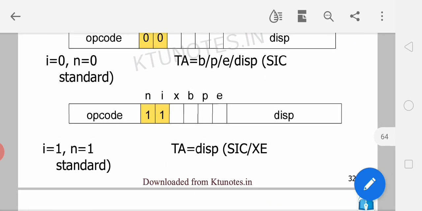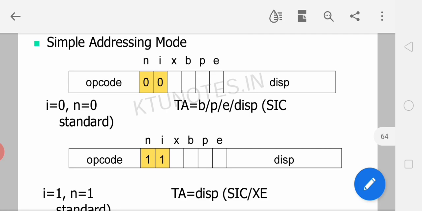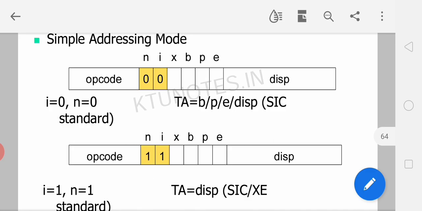In the case of simple addressing mode, there are two types, for SIC standard and SIC/XE, or two ways of representing simple addressing mode. The value of I equals 0 and n equals 0. That means immediate addressing equals 0 and indirect addressing equals 0. Then what about the target? B, the base register, or program counter, or the value of E, or displacement.